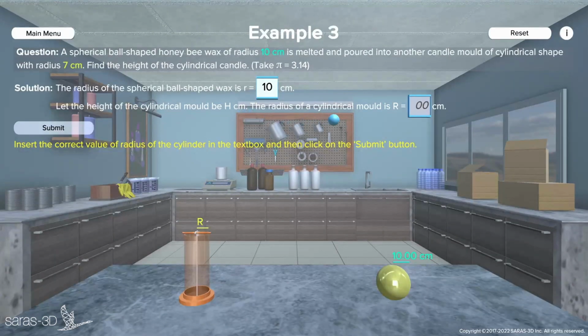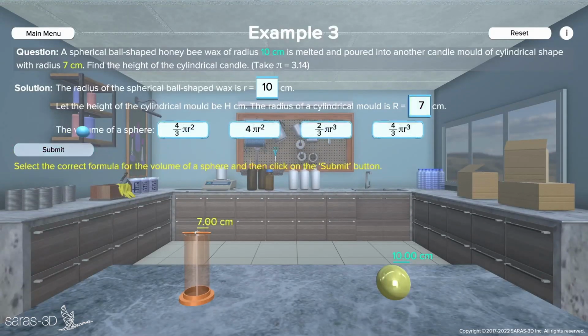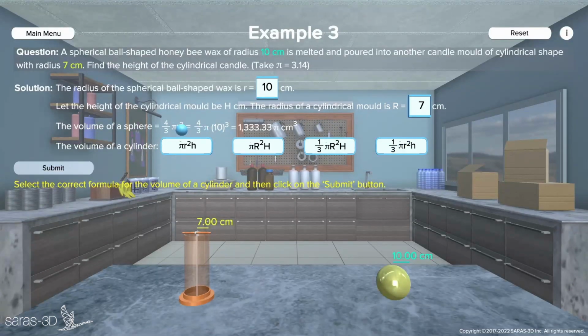The radius of the cylindrical mold is capital R. Why capital R? Because there are two R's involved. Either you can write R1, R2, or you can use capital R and small r. Okay. So here for the cylindrical mold, the radius is 7 centimeters. So now how do we calculate the volume of a sphere? It will be 4 upon 3 pi r cube. Now here we have the value of r, so that is what we are going to substitute and find the value. We have kept this as a multiple of pi because in the volume of a cylinder also pi is involved. So pi will get cancelled.